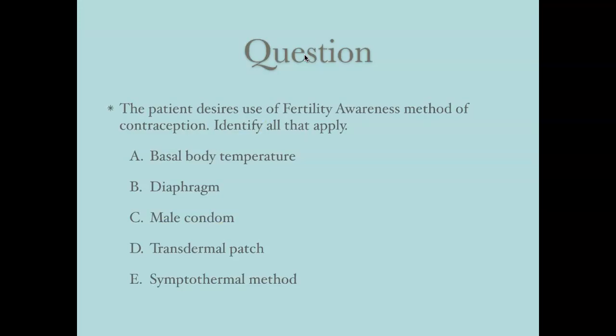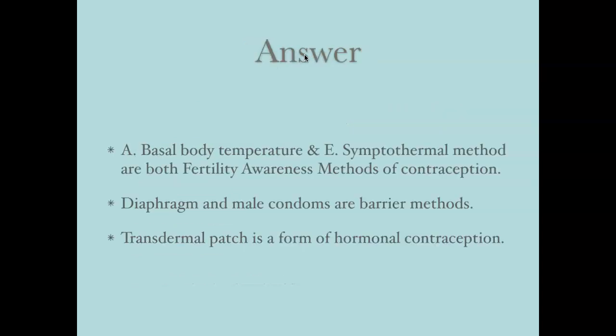So a little question here: the patient desires to use a fertility awareness method of contraception. Identify all that apply. A, basal body temperature. B, diaphragm. C, male condom. D, transdermal patch. E, symptothermal method. And the answer is A and E. Basal body temperature and symptothermal method are both fertility awareness methods of contraception. Diaphragm and male condoms are barrier methods. Transdermal patch is a form of hormonal contraception.